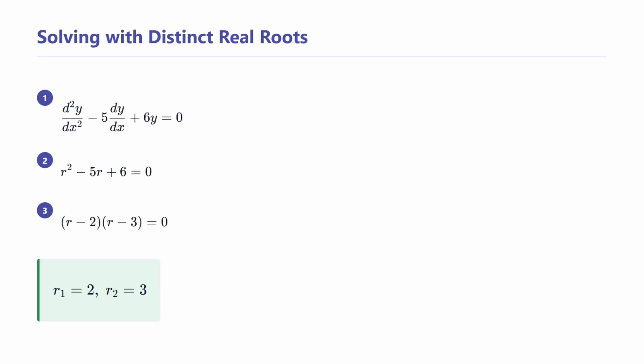Let us see this strategy in action with a concrete example. We're given a second-order equation and asked to find the general solution for the function y. We start by converting the differential equation into its characteristic algebraic equation. The second derivative becomes r squared, the first derivative becomes minus 5r, and the original function becomes just the constant 6. We then factor this quadratic equation to find the roots. Solving this gives us r equals 2 and r equals 3.